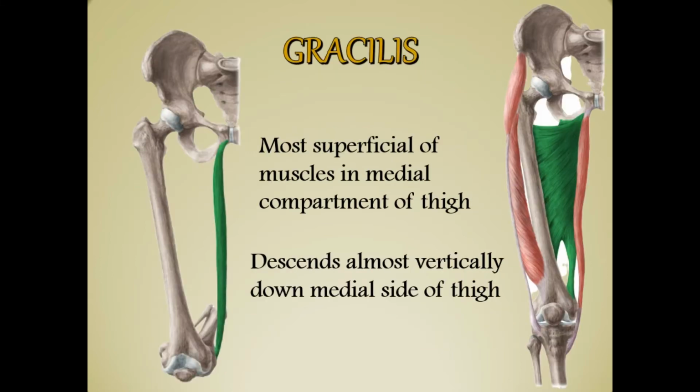Gracilis muscle is the most superficial muscle in the medial compartment of the thigh. As you can see in the picture on the right side, highlighted in green is the gracilis muscle. This is the gracilis muscle, the most superficial muscle of the medial compartment of the thigh. It descends almost vertically down the thigh. In the picture on the left side, highlighted in red color, this is the gracilis muscle, which descends vertically down the medial side of the thigh.